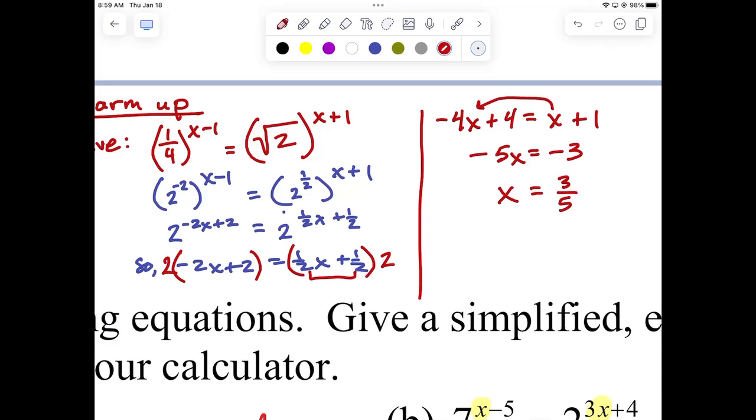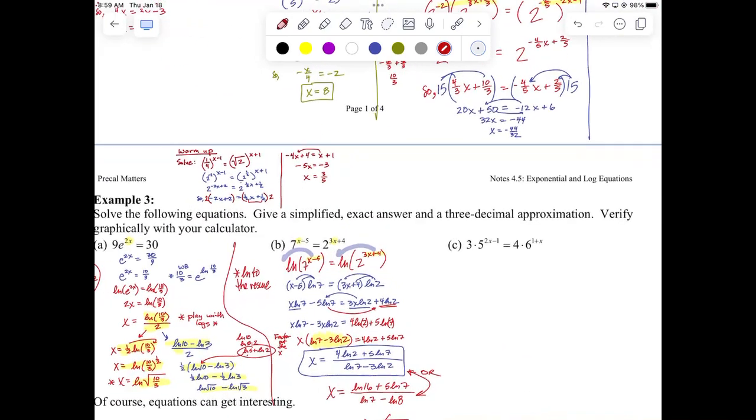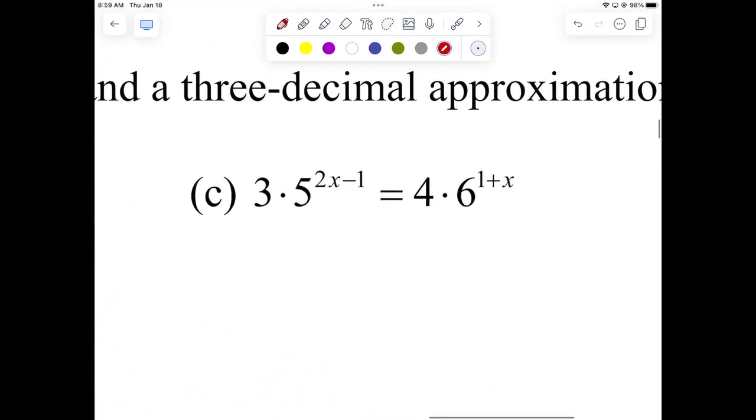All right. Let's move on to example C. We are going to do the next. I don't know if that works. I should have thought that out a little more.